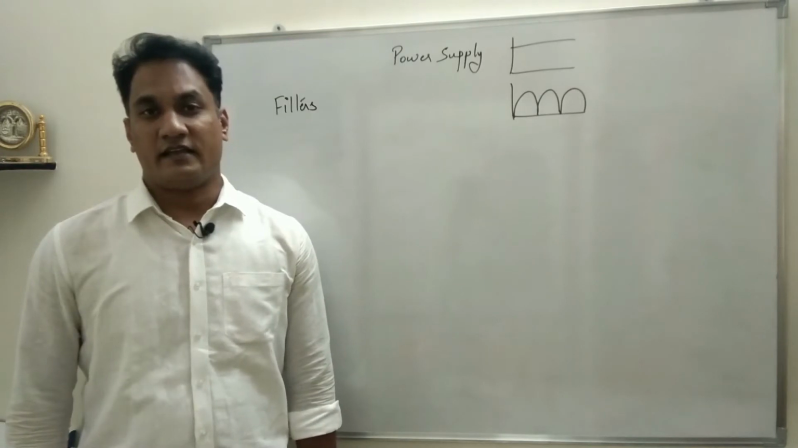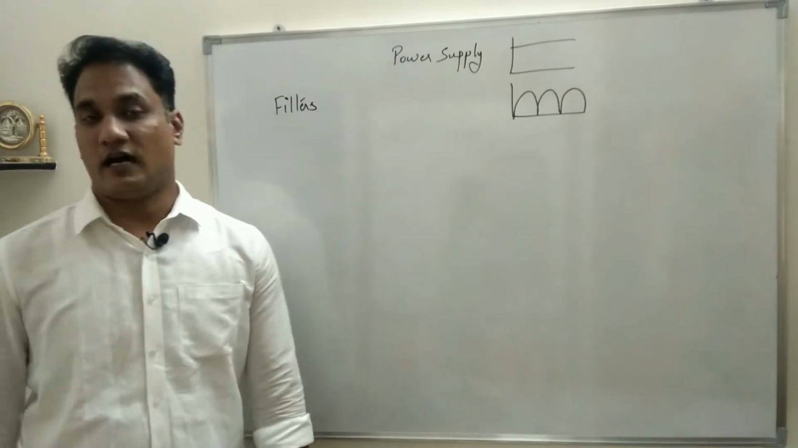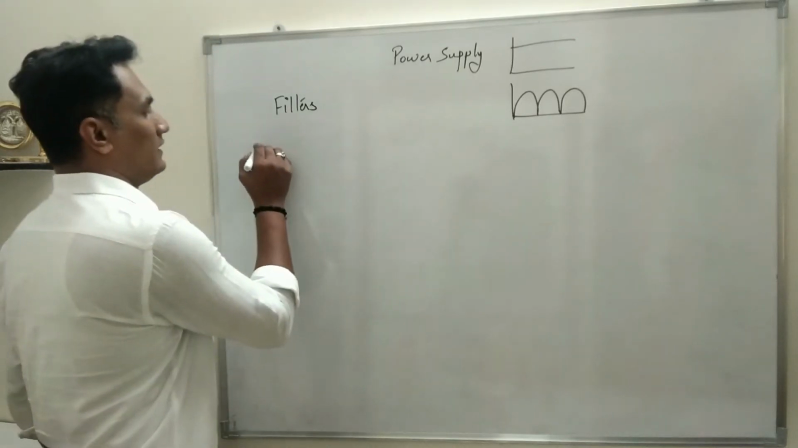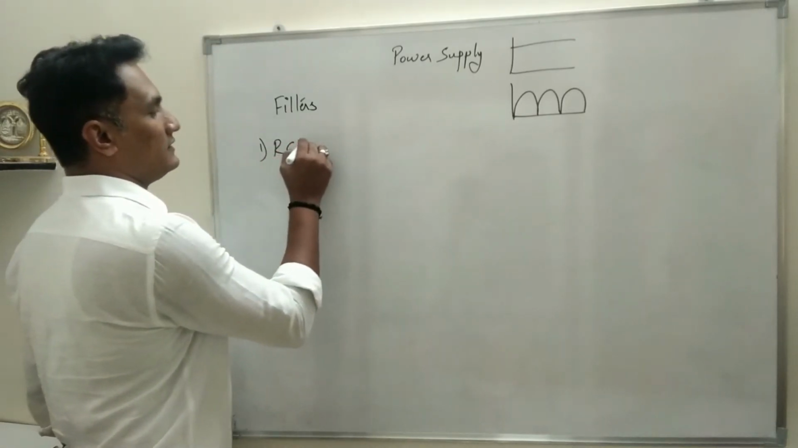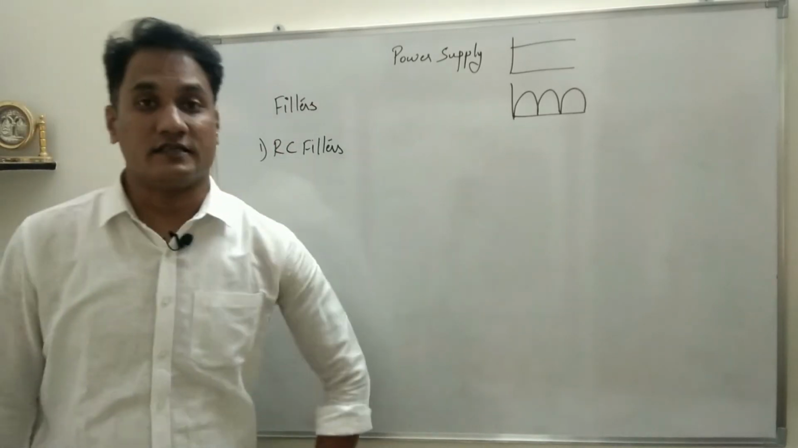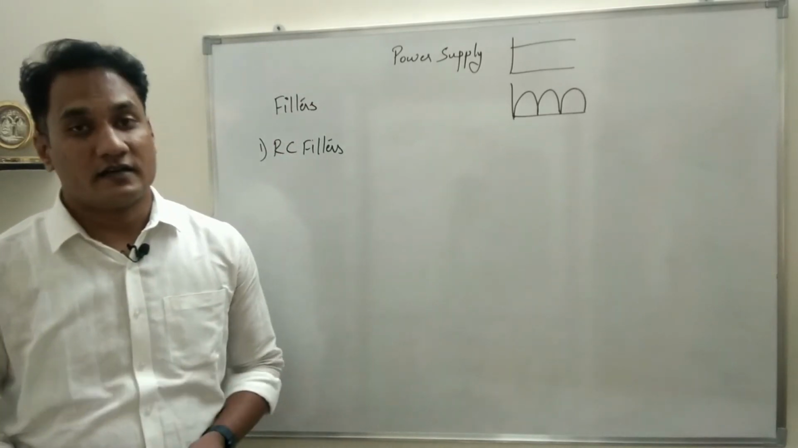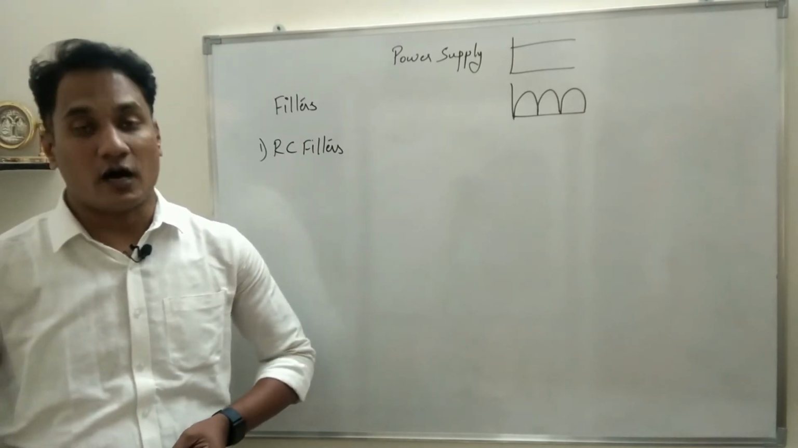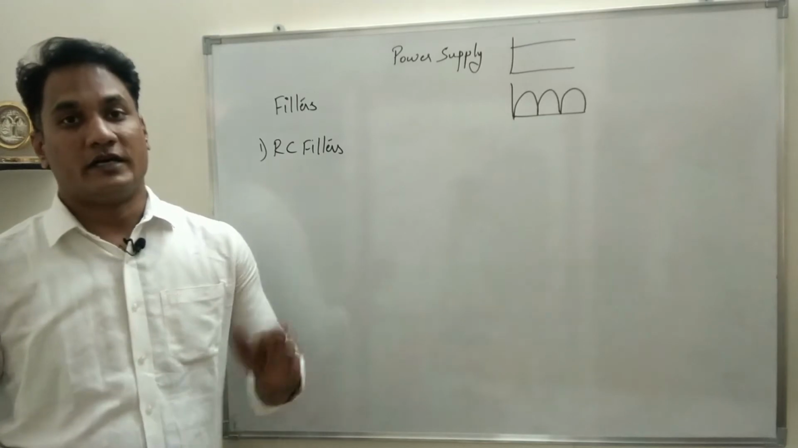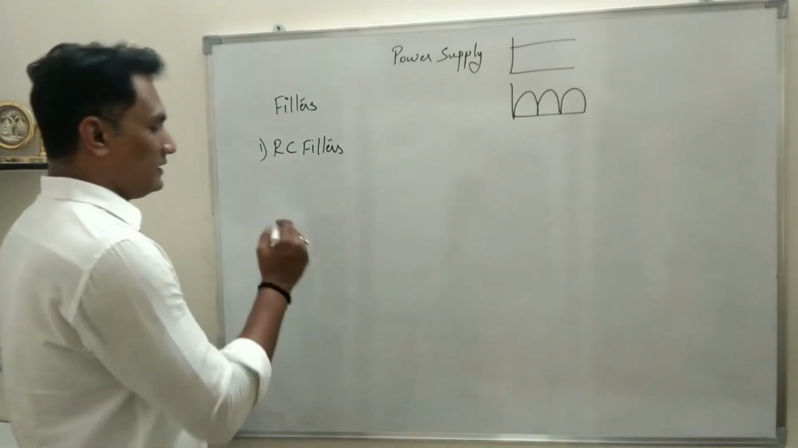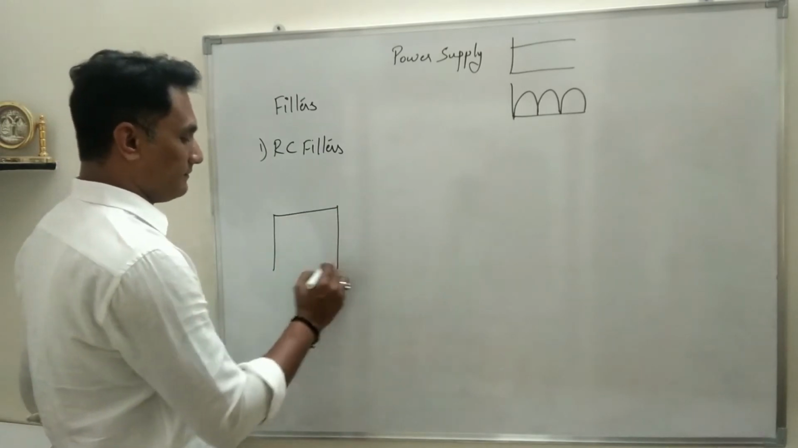The last in the line is the RC filter under the heading of filters. So the last one is RC filters. Okay, RC filters. As I said, there is a disadvantage related to the LC filter which is removed by the RC filter. And how is it removed? By replacing the inductor L by a resistor R. Okay, so the circuit will be like this.